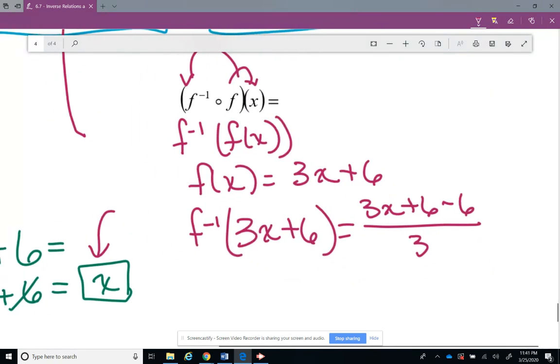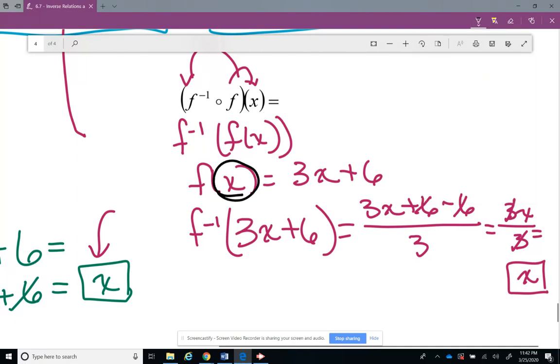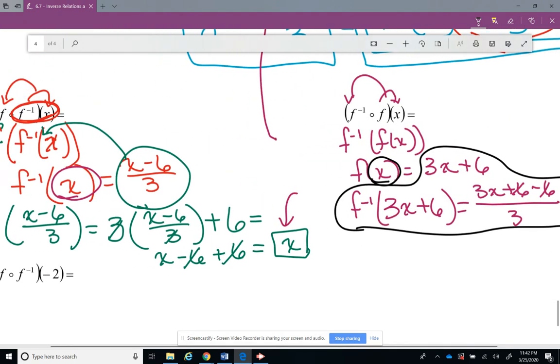Let's check this out for a minute. Those 6's cancel each other out. So I have 3x over 3. Well, the 3's cancel out. So I have x. What did I put into the problem? I put x in. What did I get out? I got x out. But you have to show this work. You can't just say, I put the function in the inverse, and so I got the same thing I put in. Or you can't say, I put the inverse in the function, and so I got the same thing I put in. Can't do that.